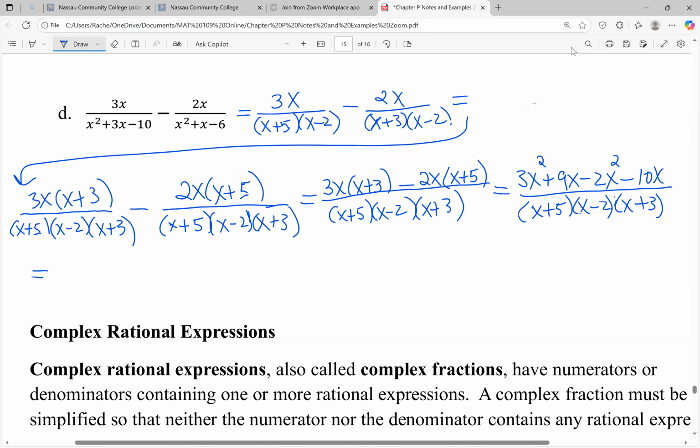So let's combine like terms in the numerator. So a 3x squared minus 2x squared is going to be 1x squared. And a 9x and a negative 10x is going to be a minus x. Divided by x plus 5 times x minus 2 times x plus 3.